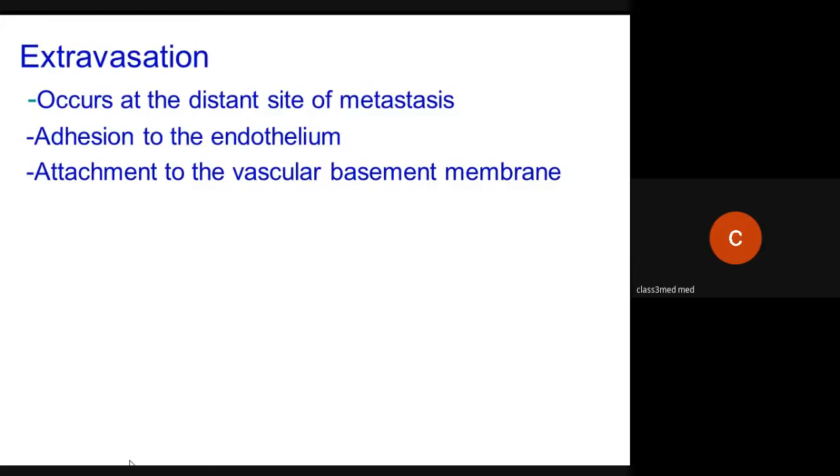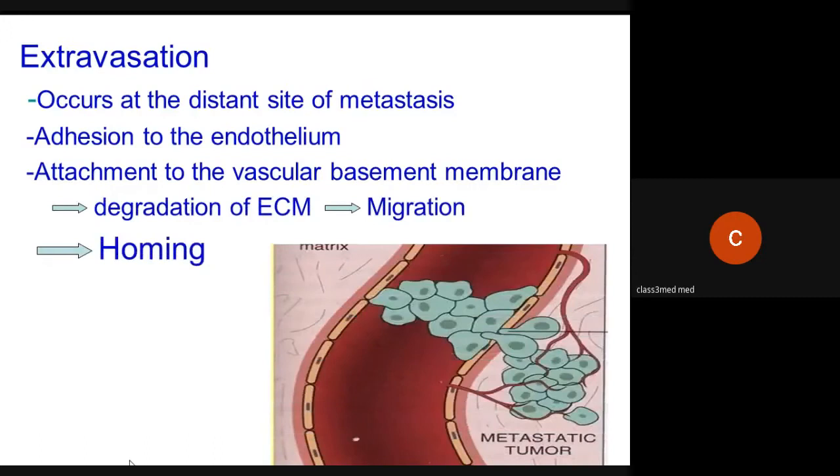metastasizing tumor cells to the endothelial cells, and then attachment to the vascular basement membrane, and then extravasation. Okay, it comes out of the blood vessel. And in the extravascular tissue, it should be able to degrade the interstitial connective tissue, the extracellular matrix again, and should be able to locomote, to migrate, to move through this degraded tissue, and then reach the target site, and it should be able to proliferate and live there, to accommodate there, and homing there at that site.